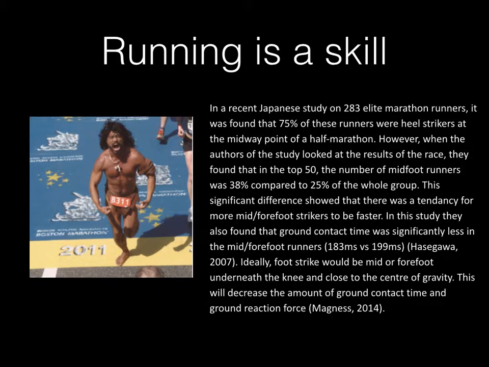This I've cut and pasted from my blog. So we can see that in a recent Japanese study on 283 elite marathon runners, it's found that 75% of these runners were heel strikers at the midway point of a half marathon. However, when the authors of this study looked at the results of the race, they found that in the top 50 results of that race, the number of midfoot runners was 38% compared to 25%. Which obviously is significantly more, maybe not so in terms of the amount of numbers, but as a percentage it certainly is. This showed that there was a tendency for more midfoot and forefoot strikers to be faster.